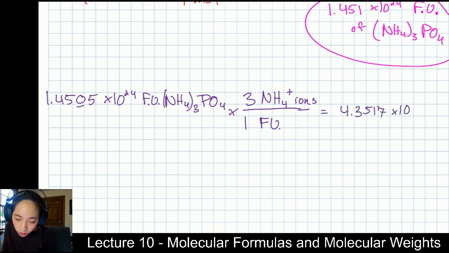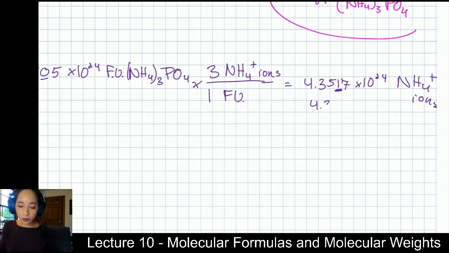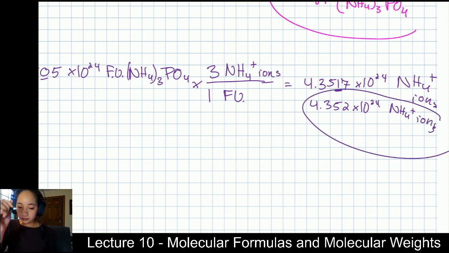4.3517 times 10 to the 24 NH4 ions. But again, sig figs, we need to round to four sig figs, so 4.352 times 10 to the 24 NH4+ ions. There's our answer.